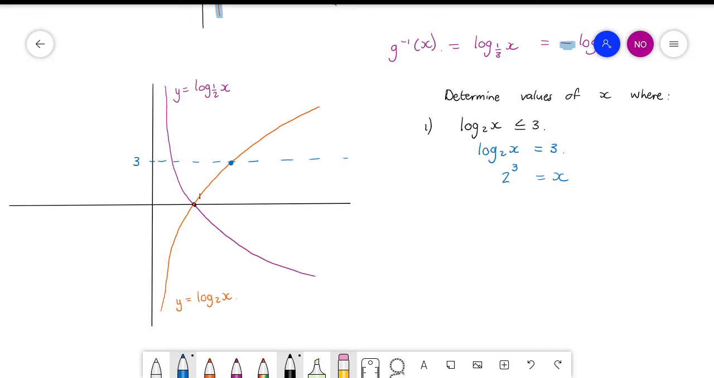That thing where you swap between the log and the exponential form.